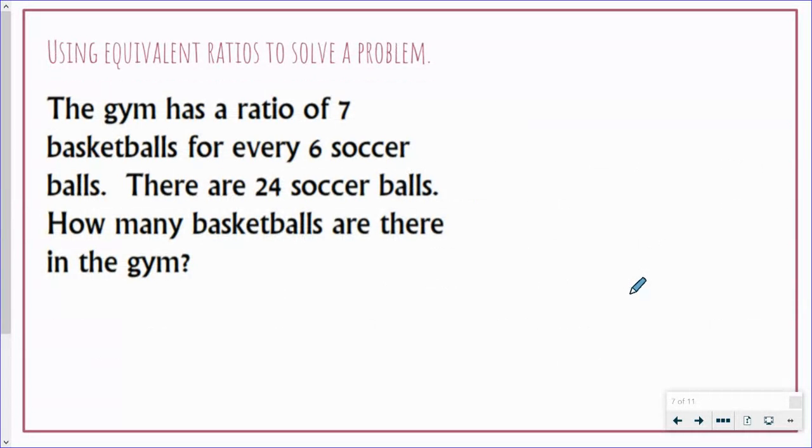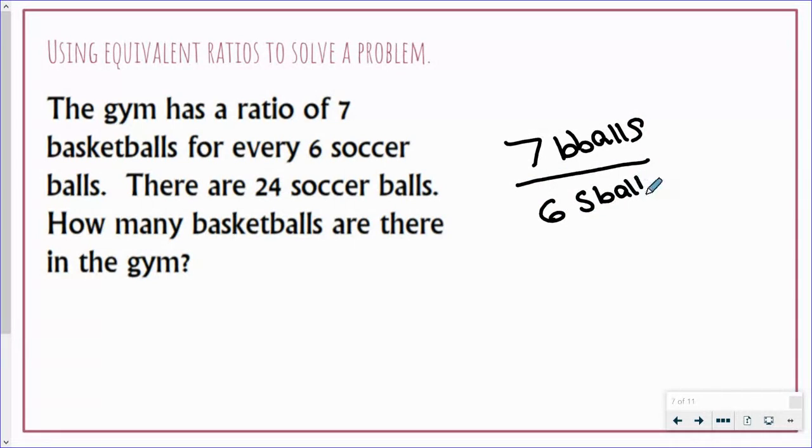All right. The gym has a ratio of 7 basketballs for every 6 soccer balls. There are 24 soccer balls. How many basketballs are there? So our 24 is going to go on the bottom because soccer balls is on the bottom. And we have a question mark, number of basketballs.